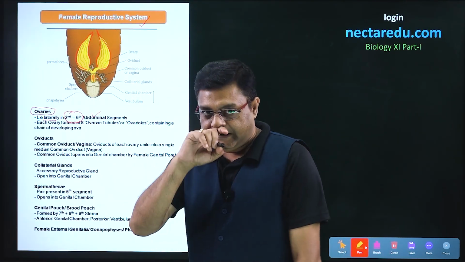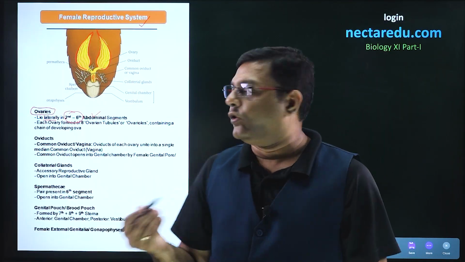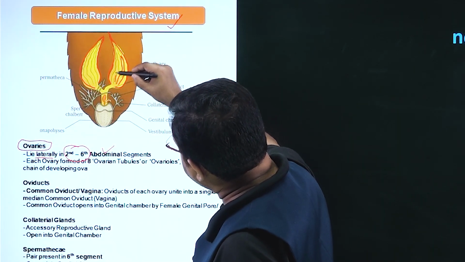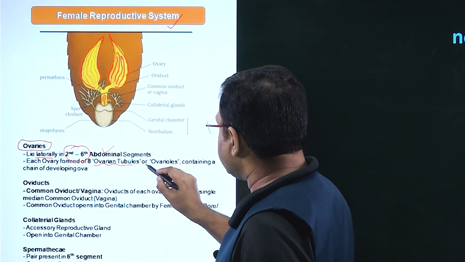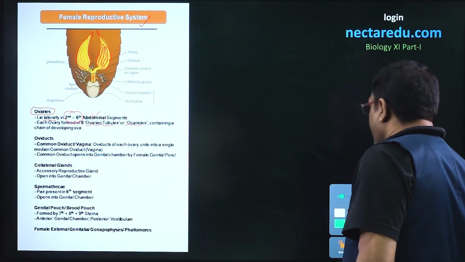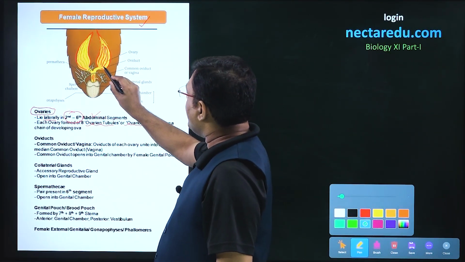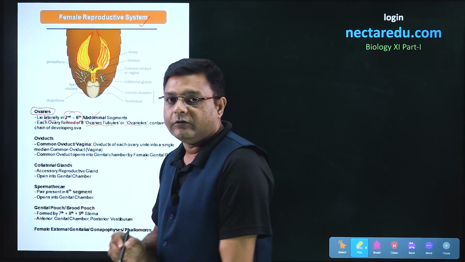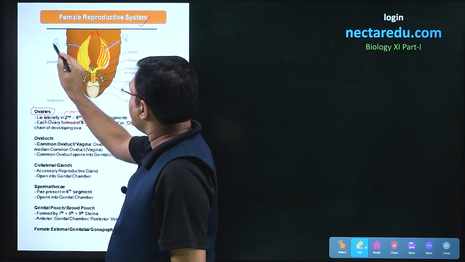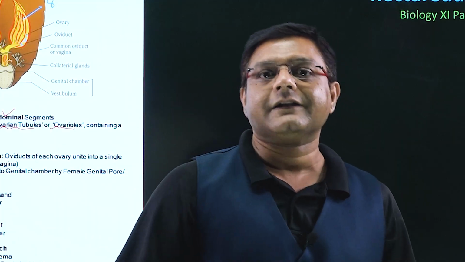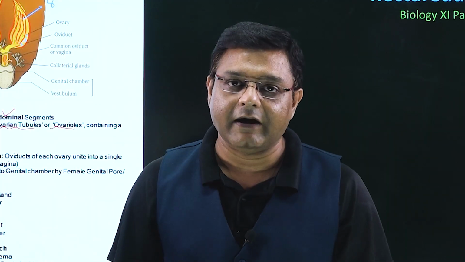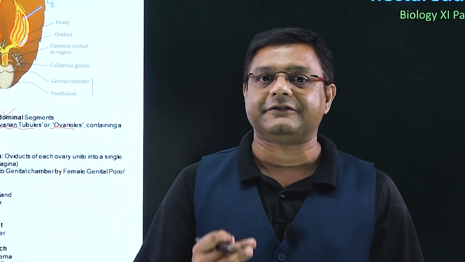Now, each ovary in turn will be formed of 8 ovarian tubules. So, these small tube-like structures which we can see, these are the ovarian tubules and these are also called as ovarioles. Now, ovaries will be producing the ova and chain of developing ova will be present in these ovarioles. So, this ovary, it will have 8 ovarioles. This ovary, it will also have 8 ovarioles. So, in total 16 ovarioles will be present and each ovariole will be producing one ova. That is why female cockroach produces 16 ova at a time.